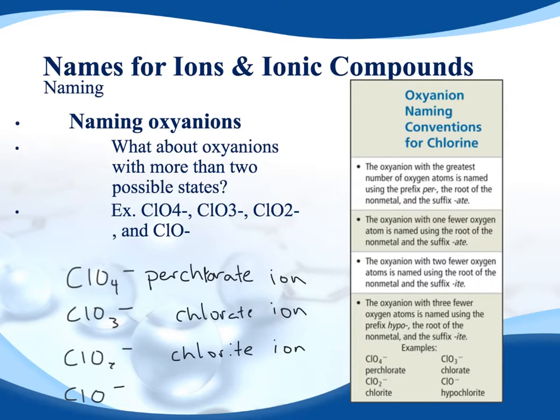And lastly, the oxyanion with 3 fewer oxygen atoms is named using the prefix hypo, the root of the nonmetal, and the suffix ite. So the prefix hypo, the root chlor, suffix ite, that is the hypochlorite ion. That's how they name polyatomic ions when you've got more than 2.